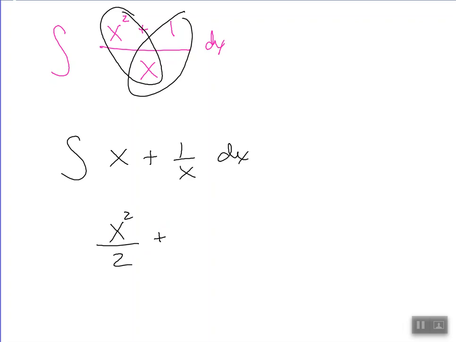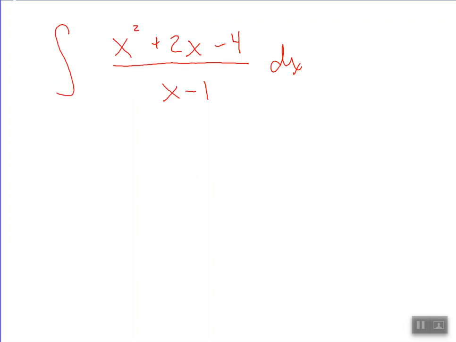Now you may or may not remember this. Whenever you integrate 1 over x, that is ln of x, and we want to put an absolute value around that since we don't know what x is. And then don't forget your plus c, and that's it for that one.